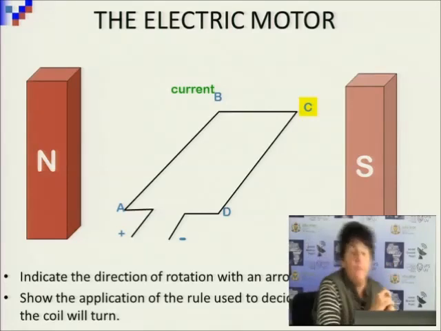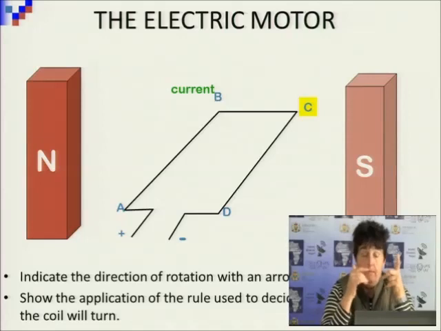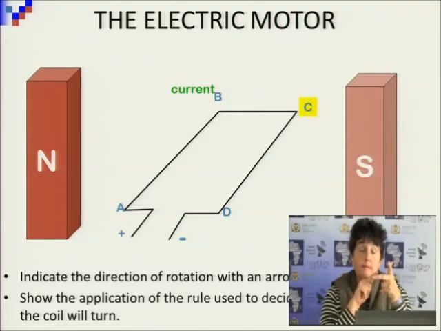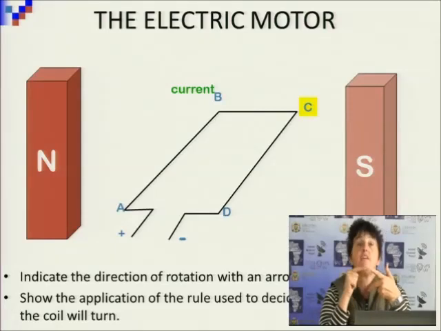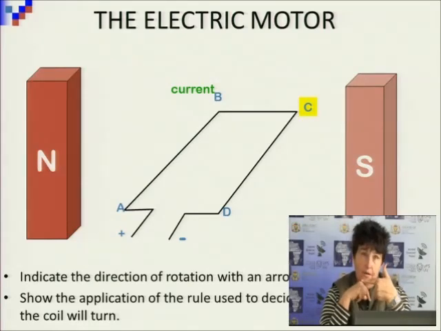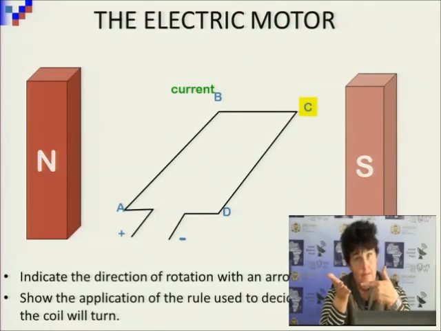Right? Then that's going to be your middle finger because that is your current. Okay? Then your next finger is going to be the magnetic field. And it has to point from north to south. So you need to put your knuckle where north is. Okay? And then your thumb will point in the direction of the thrust. Okay.